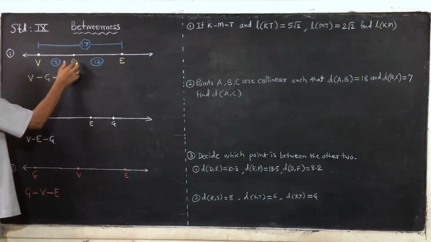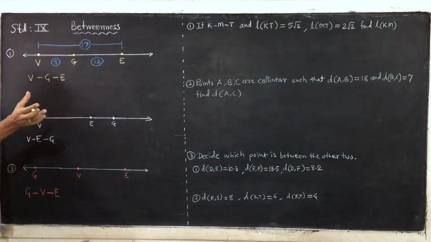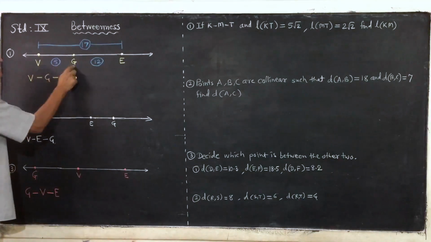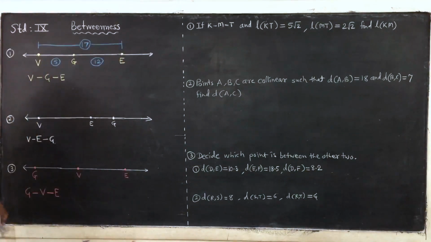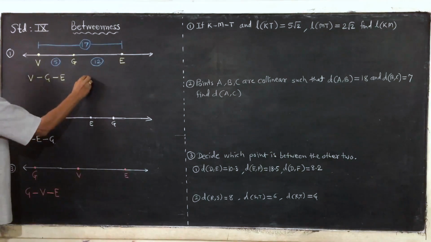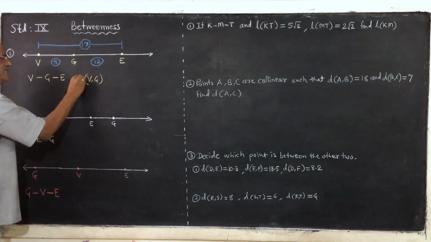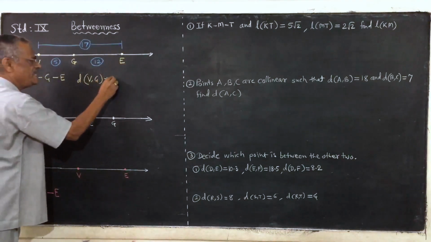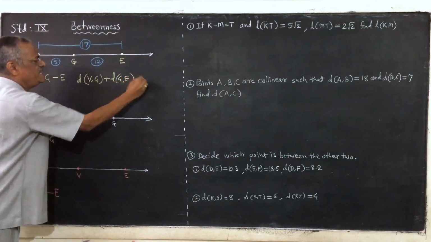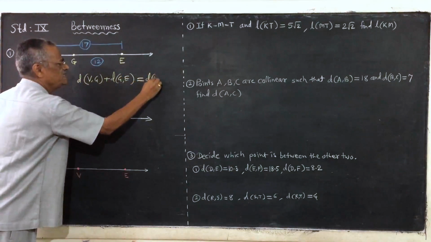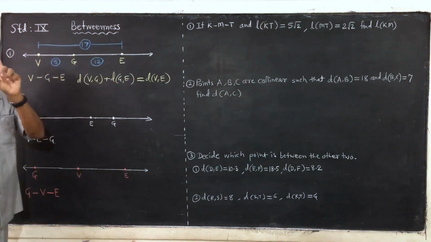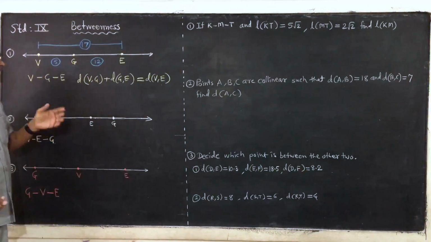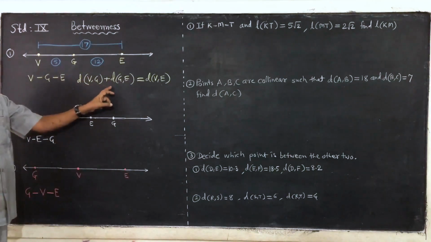So we are using betweenness, and when betweenness is there, there are 3 segments: VG number 1, GE number 2, and VE the third segment. And we can see the equation we are getting there. What is that equation? VG, the distance between V and G, plus the distance between G and E, is equal to the distance VE. So try to understand betweenness. When 3 points are collinear, one of the points is between the remaining two. That is the symbol, and we are getting the equation.